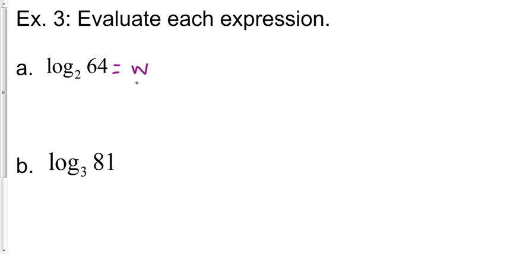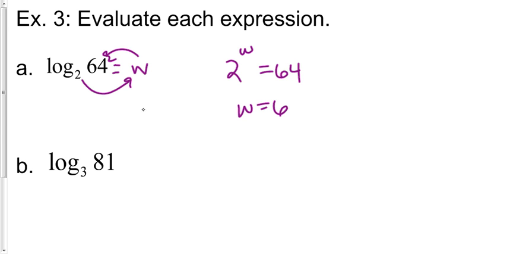Well, if I set up an equation here, what I'm really saying is that 2 to some power has to equal 64. That's the definition of log. 2 to some power, W, has to equal 64. Now 2 to what power equals 64? I think it's 2 to the 6th power, so I know that W equals 6, or this log is equal to 6. Log base 2 of 64 equals 6.